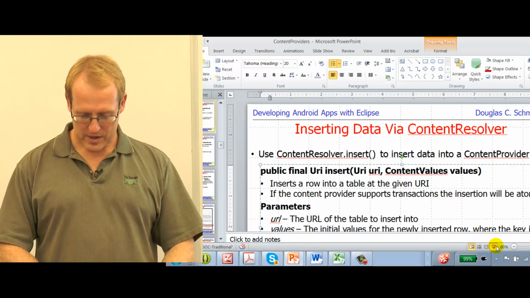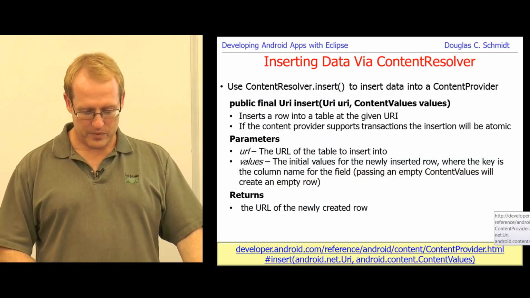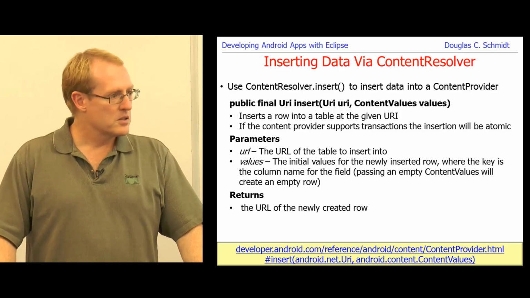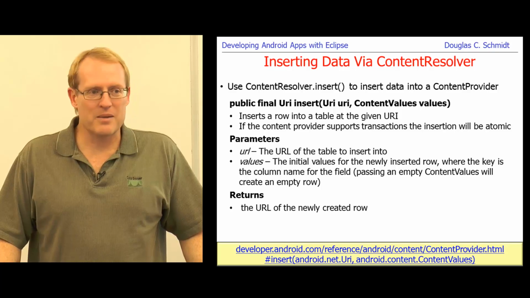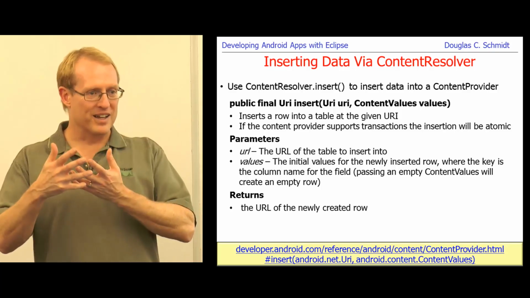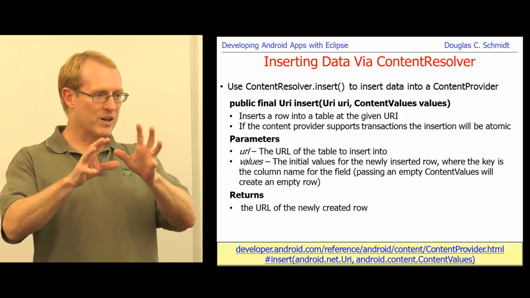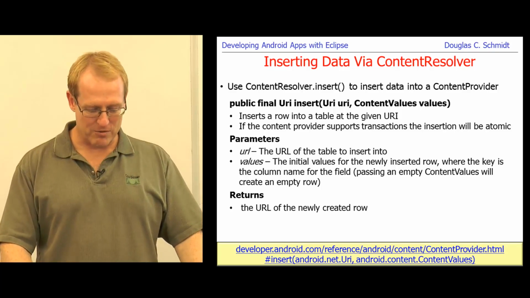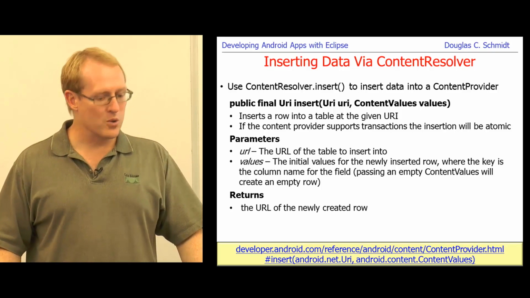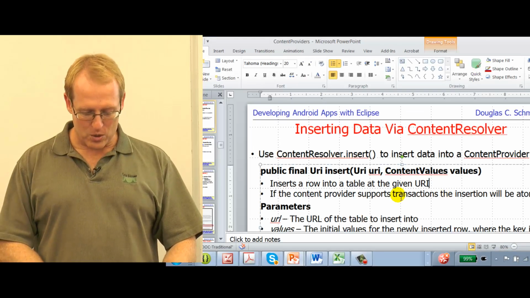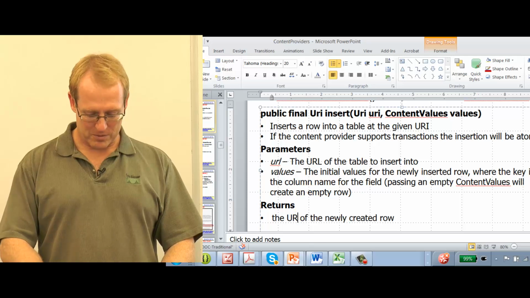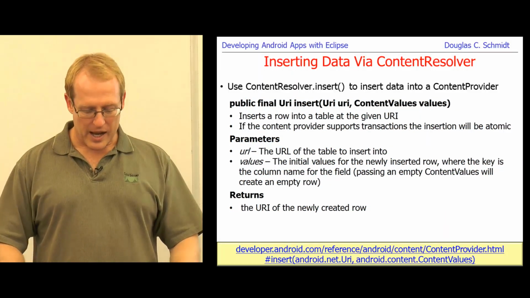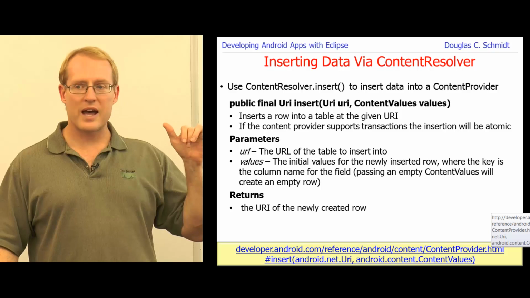There we go. And so that, if you're going to implement this using the underlying SQLite mechanisms, it's pretty much just grab the content values that come in and throw it into the underlying database. Pretty straightforward. And it returns to you the URI of the newly created row. I don't know why I keep saying URL. That's probably left over from previous versions. And then you can use that in various ways.